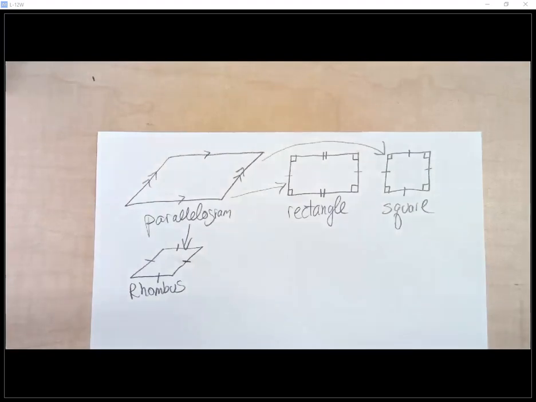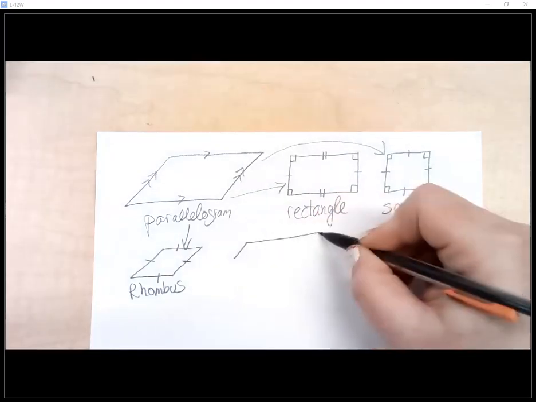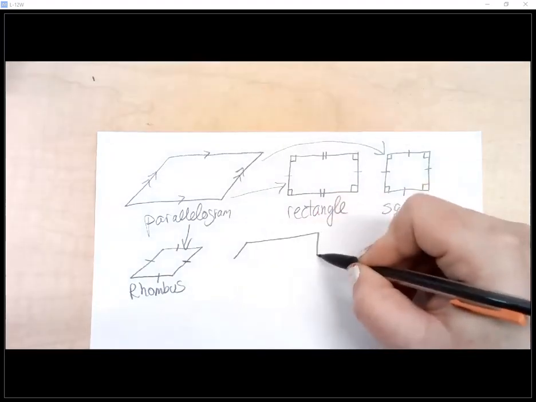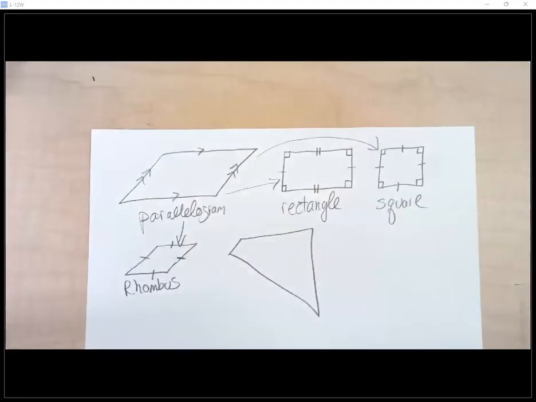What do you call something like this? Like that. What is this random thing? That, yeah, we just call it quadrilateral. Doesn't have any parallel sides. No sides are marked the same. This is just a random quadrilateral.